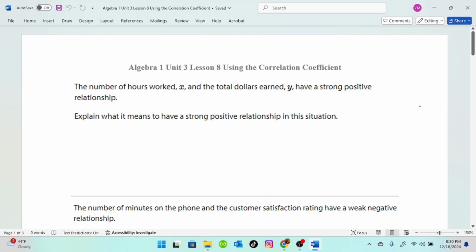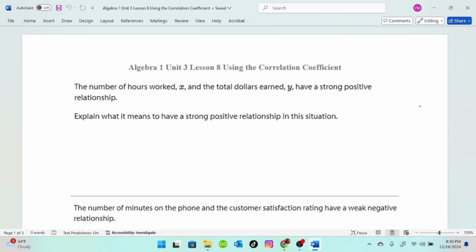Now we can begin looking at the practice problems for Unit 3, Lesson 8. The first practice problem says the number of hours worked X and the total dollars earned Y have a strong positive relationship. Explain what it means to have a strong positive relationship in this situation.